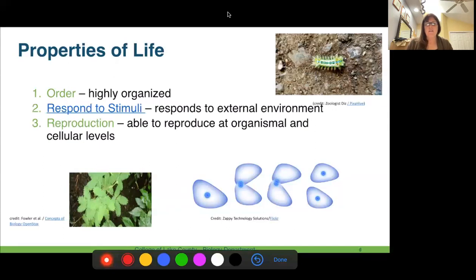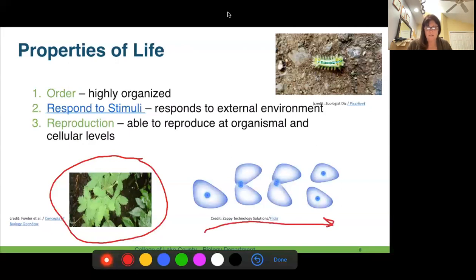And then responding to stimuli. If you click on that, I think they have a link in your digital textbook. This right here is a mimosa plant, and when you touch the leaves, they move, kind of like a Venus flytrap. So they respond to a stimulus. And then here we're seeing a cell going through cell division. And so we need to be able to reproduce.